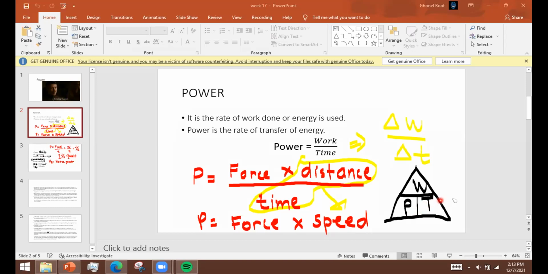Okay? So, this is the main definition of power when it comes to thermodynamics. How fast or how slow, or what is the rate of work done, or how fast you transfer energy. Of course, we are not all the same in how we transfer energy. Okay? So, next.